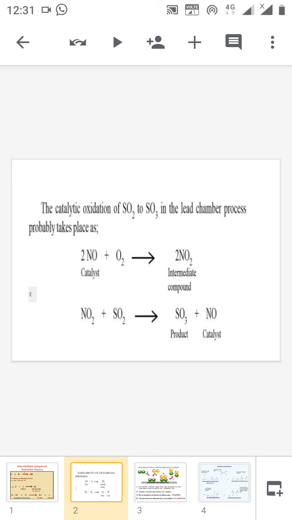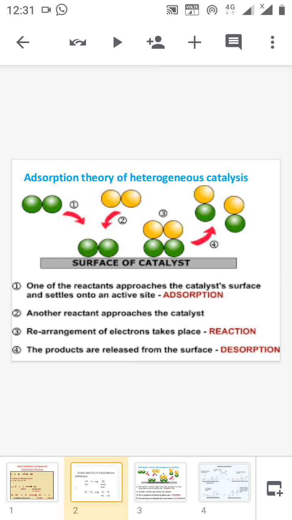Now we are moving on to the adsorption theory of heterogeneous catalysis. This theory is only applicable to heterogeneous catalysis, in which adsorption is the main process, in which the reactant molecule is adsorbed on the catalytic surface. The catalyst contains a number of sites where unbalanced or residual force exists. So this site is known as the active site.